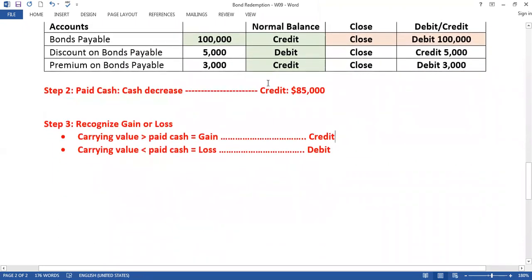This is step 1. Step 2, we pay cash. Cash is always credit, because we pay cash, right? We are not going to receive cash. We are going to pay cash. So cash is always credit here. Now, if carrying value is higher and payment of cash is lower, then we have a gain, and gain is recorded on the credit side. And here carrying value is lower and we pay cash higher, so we have a loss. Loss is debit.